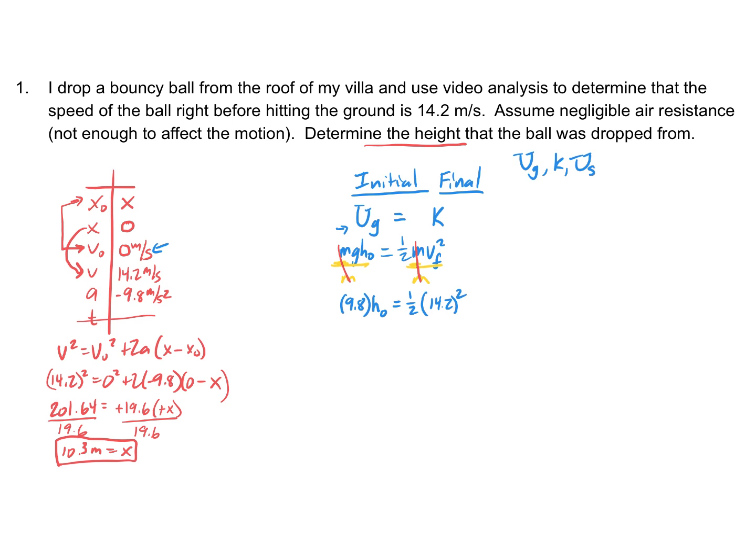And so now I can multiply those. So I'm going to do the 14.2 squared, which remember was 201.64. And if I have the 201.64, I multiply that by 0.5. I'm going to get 9.8 H naught equals 100.82. And then I just divide both sides by 9.8. And I get that H naught equals, how about that? I get 10.3 again. All right, so we got the same thing, both using kinematics and energy, right?